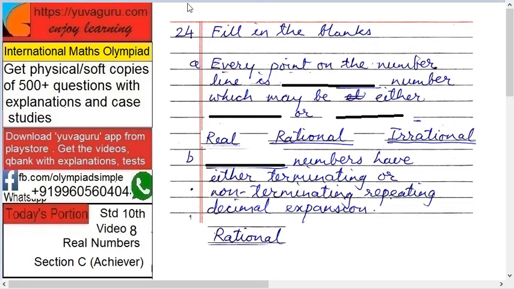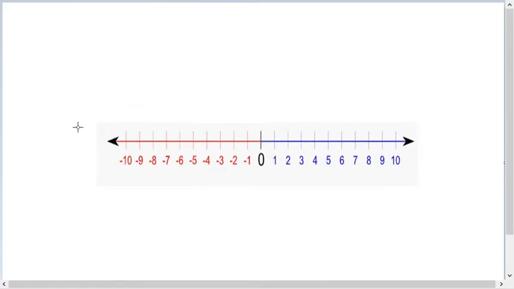Let's start. Fill in the blanks. Every point on the number line is a dash number, which may be either dash or dash. See here, number line means what? See, this is a number line.